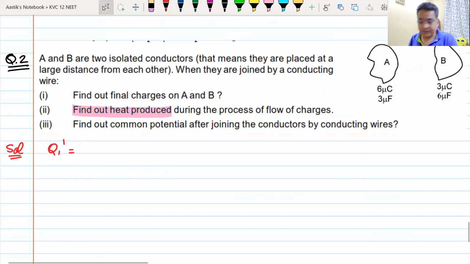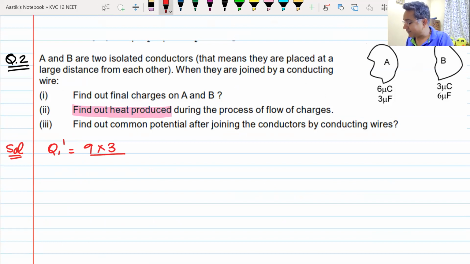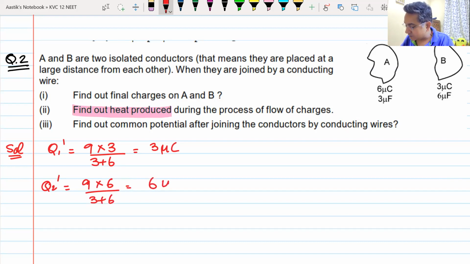Now I am going to do the same. So Q1 dash will be equal to total charge. How much is the total charge? 6 plus 3, 9. 9 into the capacitance of the first one, 3, divided by the total capacitance 3 plus 6. So your Q1 dash will become 3 microcoulomb. Your Q2 dash will be equal to total charge 9 multiplied by capacitance 6 divided by 3 plus 6. So this will become 6 microcoulomb.